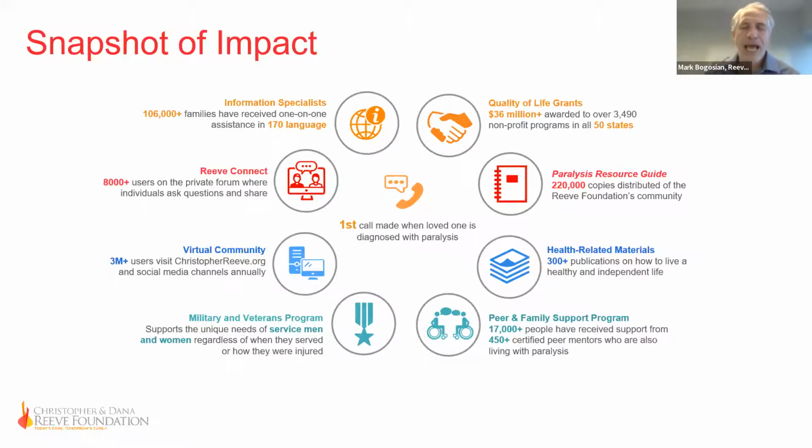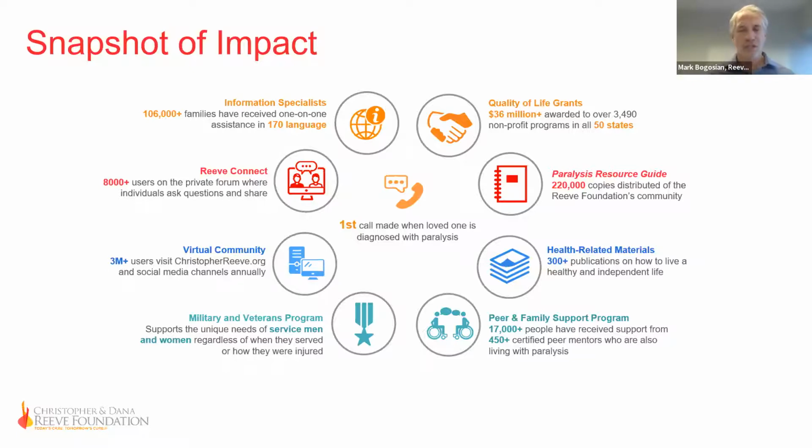So the foundation of the National PRC are our information specialists. And I talked a little bit about them earlier. And these are the folks who provide one-on-one assistance, and they have provided assistance to over 106,000 families in 170 languages. We also have a military and veterans program, which supports the unique needs of our servicemen and women. We have a peer and family support program with over 450 certified peer mentors, and they have provided support to over 12,000 people. We have a very robust virtual community with over 3 million users who visit either our website or Twitter, Facebook, Instagram, and our other social media outlets such as YouTube. And part of all of this within the National PRC are the quality of life grants.